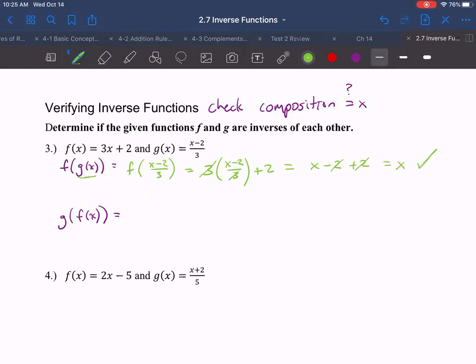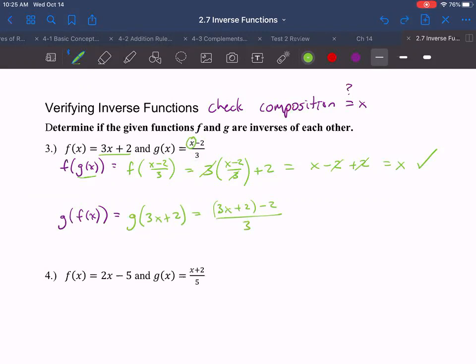Now let's try it the other way. We're going to plug f of x inside of g of x. So this becomes g of, and instead of f of x, I'm going to write 3x plus 2, because that's what f of x was. And then here, where this x is, I'm going to write 3x plus 2. Then I'm going to finish off with the minus 2 and the divided by 3. So that's what I substituted in.